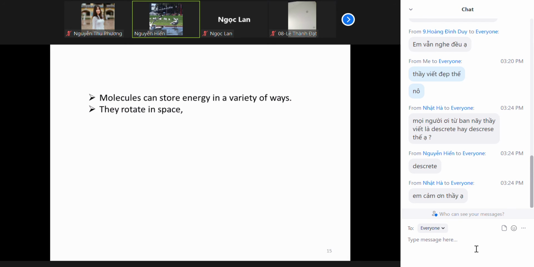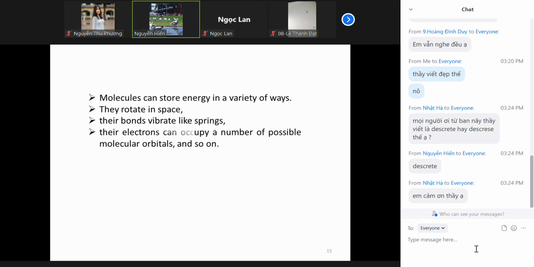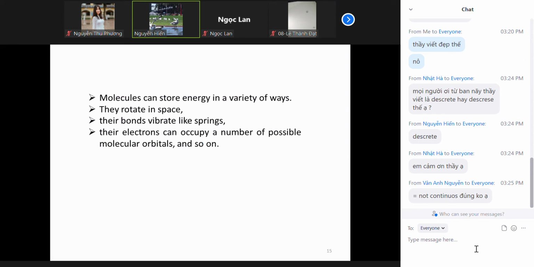Some more things about molecules. Molecules can store energies in a number of ways. They can rotate freely in space, and their bonds can vibrate like springs. Springs là cái lò xo, cái lò xo đàn hồi ạ. And the electrons can occupy a number of possible molecular orbitals and so on.